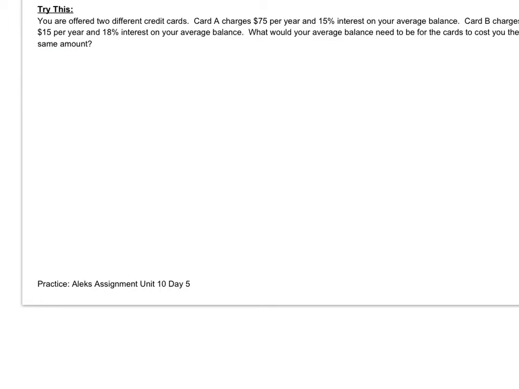So the first thing we have to do is figure out what our variables are. If we look at the last part, it says, what would your average balance need to be? So let's let our first variable be B to represent average balance. Then we need to figure out what we are getting the average balance for, and it's looking to get the costs to be the same amount. So we'll do our other variable as C and let that equal total cost.